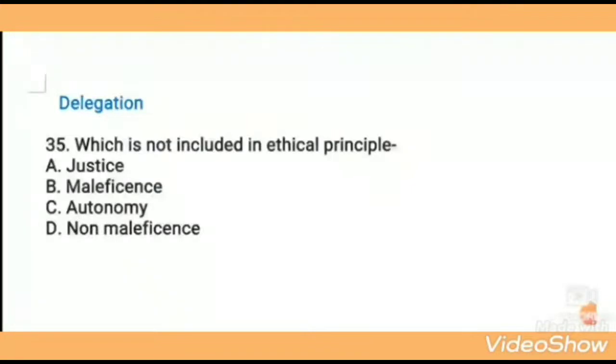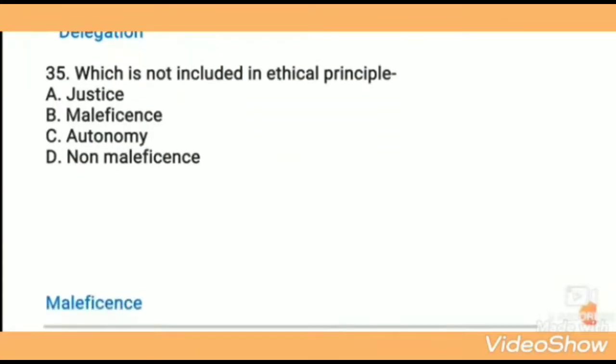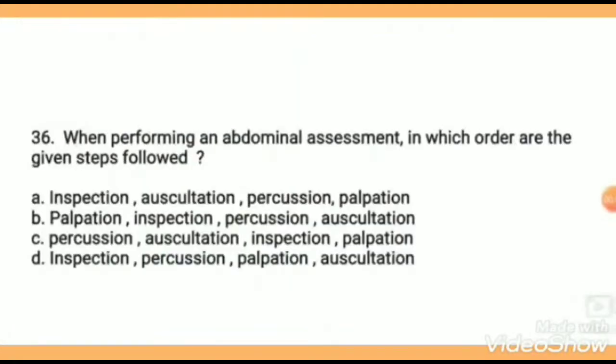Which is not included in ethical principle? Justice, maleficence, autonomy, or non-maleficence? So, the correct answer: not included in ethical principle is maleficence. Maleficence is the act of committing harm or evil. Next question.